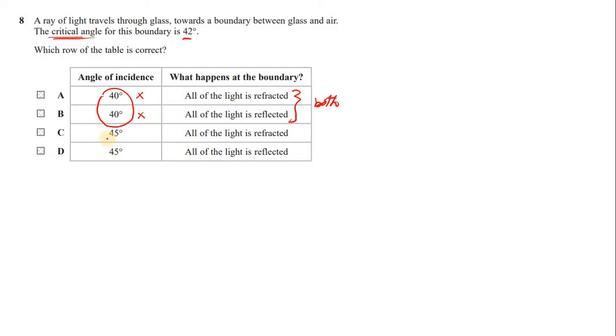And 45 degrees is an angle of incidence greater than the critical angle. And at that moment, we have total internal reflection. So we cannot have refraction, but total internal reflection. All of the light is reflected. Total internal reflection. Option is D.